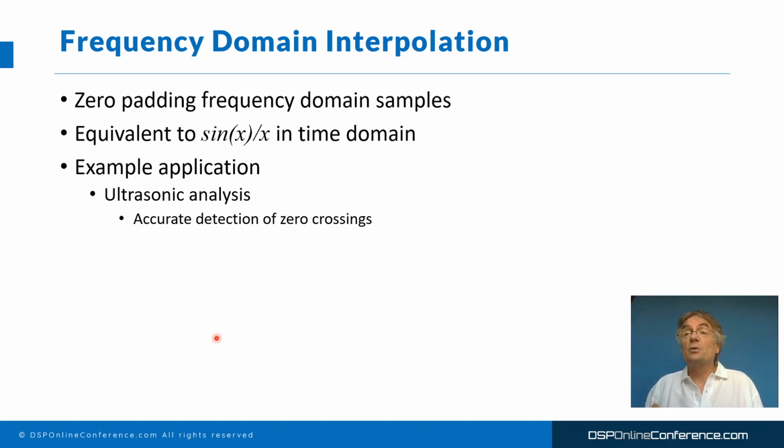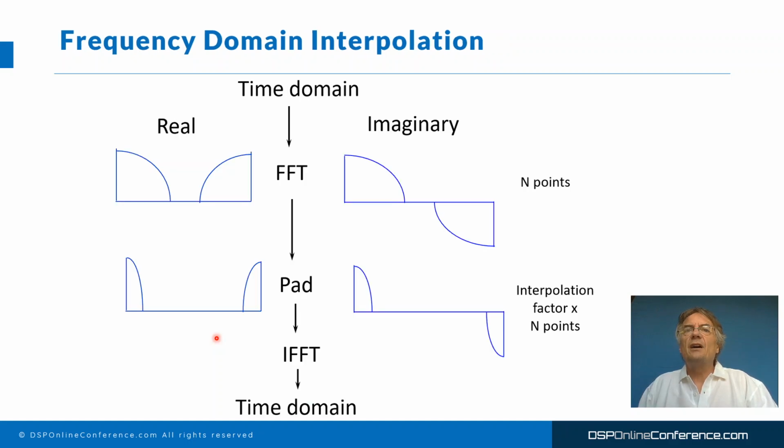We use a process called zero padding, so we just extend the length of the array. Now this turns out that it's equivalent to sin x over x, or sinc filtering in the time domain, and this will interpolate the data to give us a higher resolution. So let's have a look at how that happens in the frequency domain.